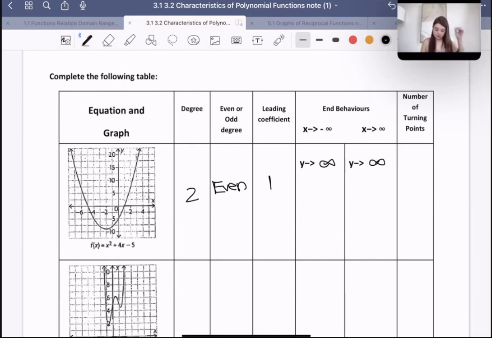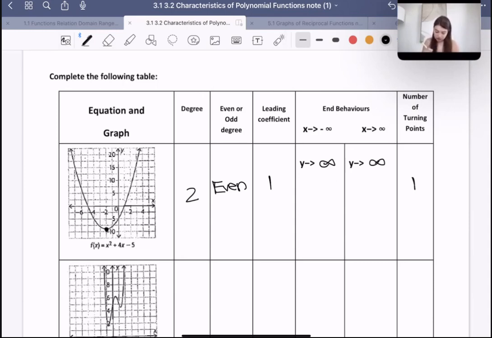Very good. Now, we can also view that from the graph. We can see that regardless of how far right we go on our graph, we're always zooming up. And regardless of how far left on our graph we go, we're still going upwards. Then it asks, what is the number of turning points? The number of turning points is one. Partly that's because we can see that on the graph. We can see there's one turning point.